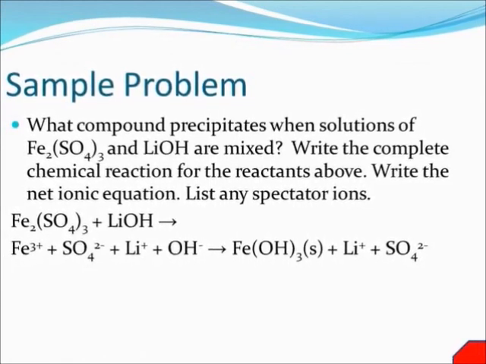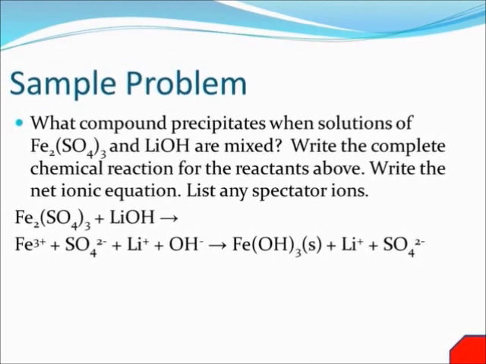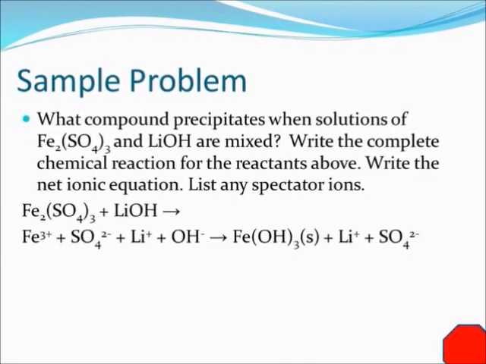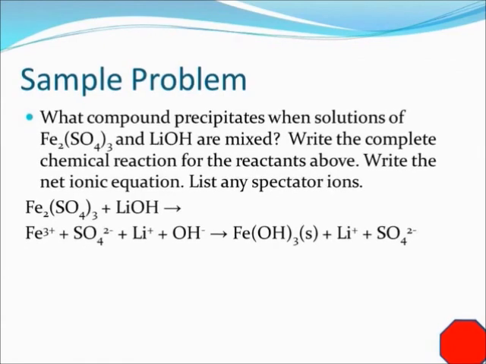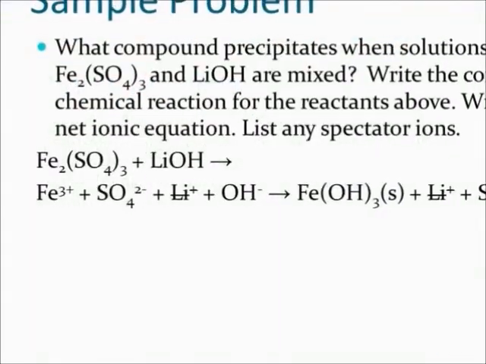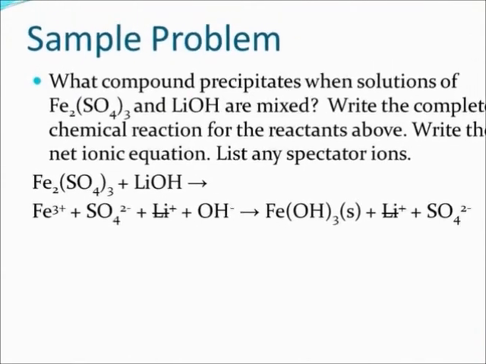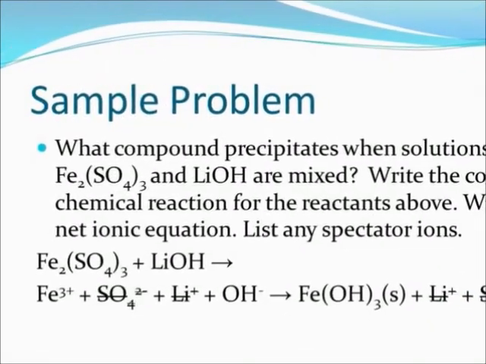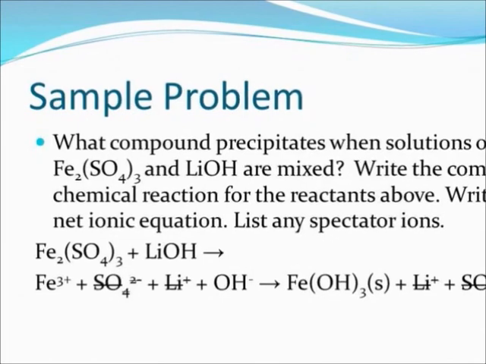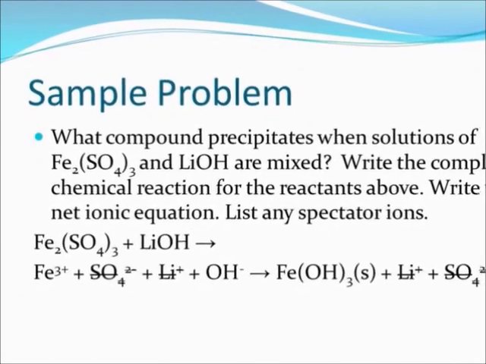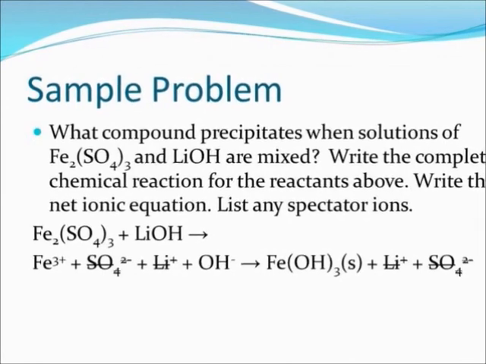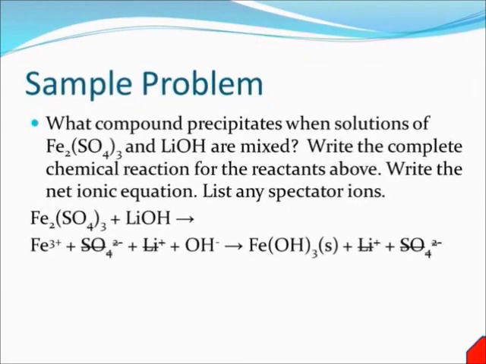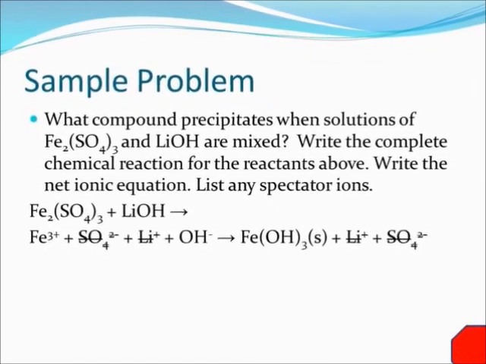So now the next step is to go through and cross off the spectator ions. Remember, the spectator ions are the ones that we can eliminate from both sides because nothing changed. Go ahead and pause the video here and eliminate whatever's the exact same on both sides. Alright, we have the lithium ion, same on both sides, we can cross that one out. And we have the sulfate ion on both sides, so we can cross that one out. So all we're left with now is iron 3 and hydroxide on the left, and then the solid iron 3 hydroxide on the right. Lithium's gone because it didn't change. Sulfate is gone because it didn't change. Those two are the spectator ions. So where it says list any spectator ions, those are the two.